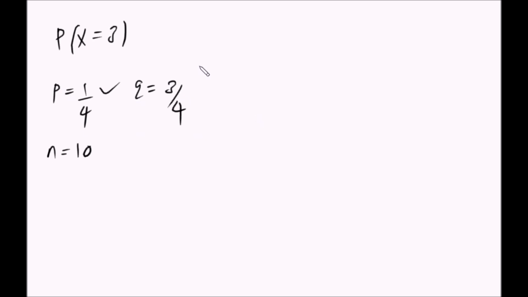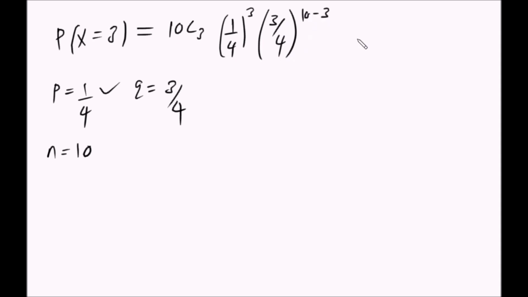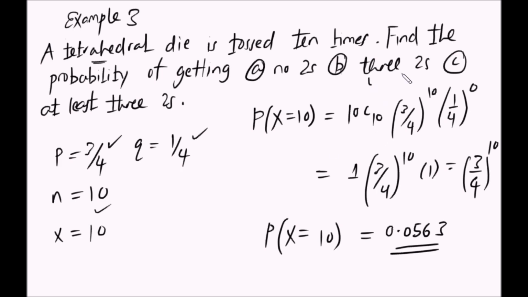So the probability of getting a 2 3 times itakuwa ni n combination x times p power x times q power n minus x, ambao if you use your calculator here it's going to be approximately equal to 0.2503. So the probability now of getting a 2 3 times ndo hiyo hii hapa. Sasa part C anasema probability of getting at least 3 2s.